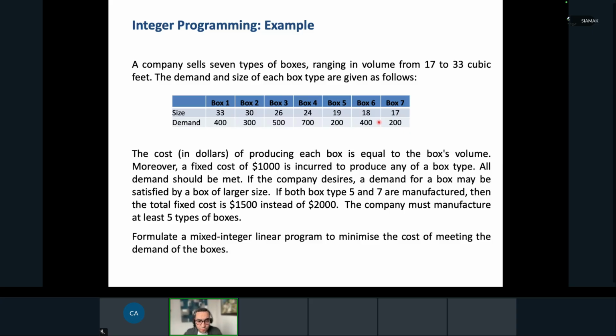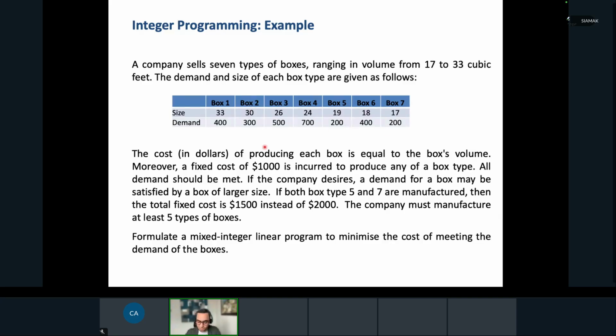If box types 5 and 7 are manufactured, then the total fixed cost is 1500 instead of 2000. So if you produce both these boxes, the fixed cost goes down to 1500 rather than 2000. This is because the machines are similar to each other. The company must manufacture at least 5 types of boxes here. Formulate a mixed integer linear program to minimize the total cost of meeting the demand of boxes. This is the problem that we have.